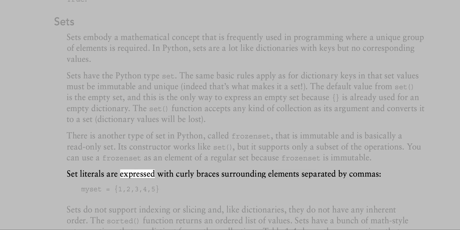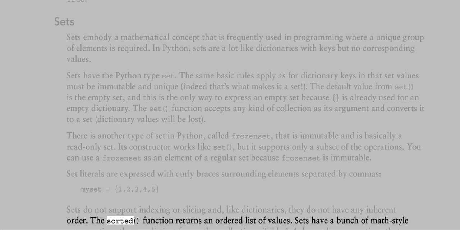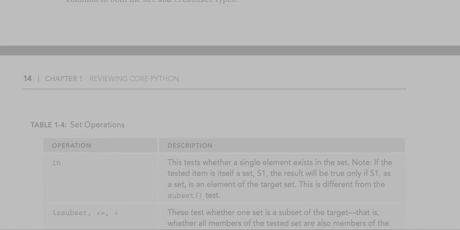Set literals are expressed with curly braces surrounding elements separated by commas: myset = {1, 2, 3, 4, 5}. Sets do not support indexing or slicing and, like dictionaries, they do not have any inherent order. The sorted function returns an ordered list of values. Sets have a bunch of math-style set operations that are distinct from other collections. Table 1-4 shows those operations that are common to both the set and frozenset types.